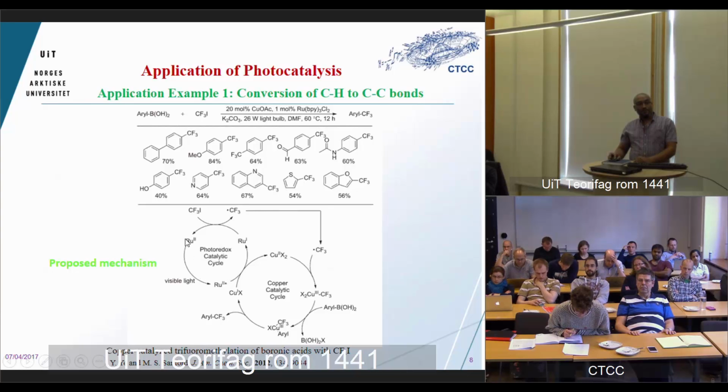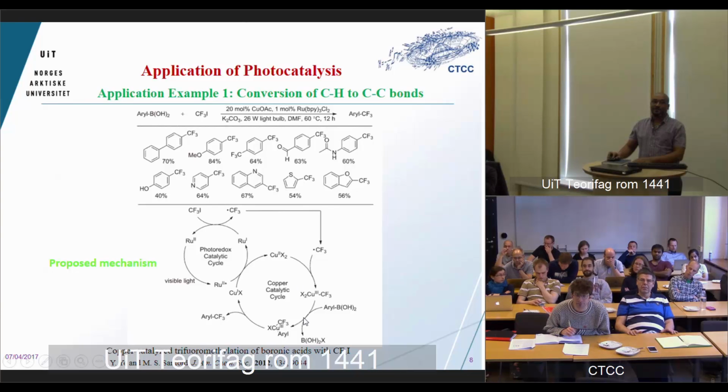What they proposed is that ruthenium-2 absorbs light and forms this activated, or excited, ruthenium photocatalyst. The ruthenium-2 catalyst then accepts an electron from this copper complex, forming the copper and the ruthenium-1. Ruthenium-1 can then give one electron to the trifluoroiodomethane in this case, and forms this CF3 radical. Then the CF3 radical reacts with the boronic acid in order to form the new compounds of this kind.